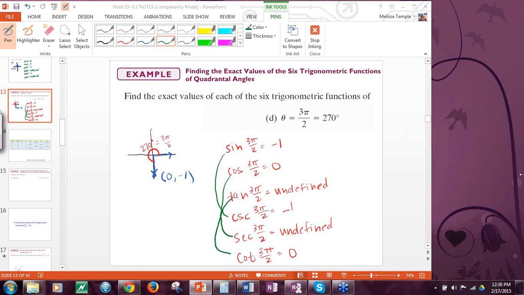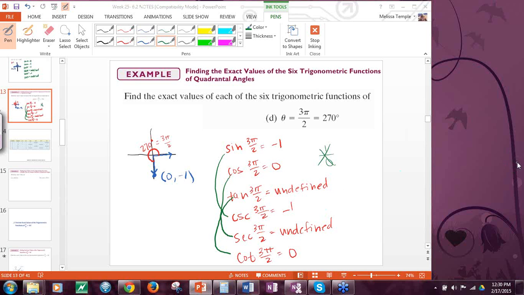Why are some of them undefined? Because when I take the reciprocal of 0, I would get 1 over 0. That's my reciprocal of 0. I can't divide by 0, so it is undefined.